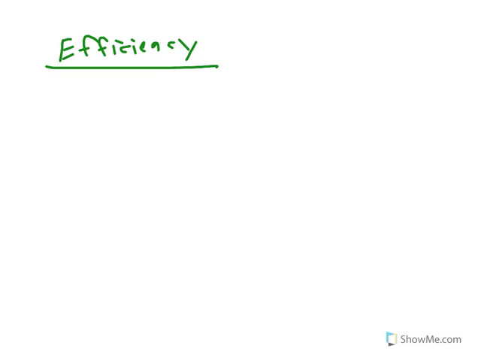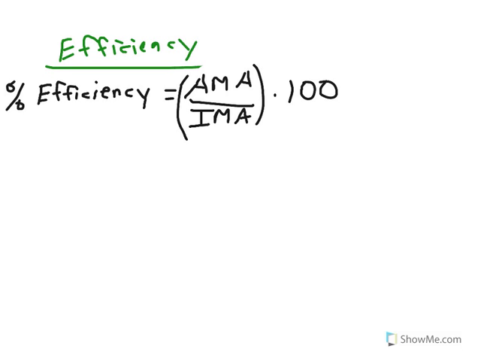When talking about both actual mechanical advantage and ideal mechanical advantage, you end up having to talk about efficiency. Efficiency is just the percentage of the work input that is converted to the work output, or how much of it's actually getting through, how much of the force you're putting into it are you actually getting out of the system. So the percent efficiency is your actual mechanical advantage over your ideal mechanical advantage times 100.